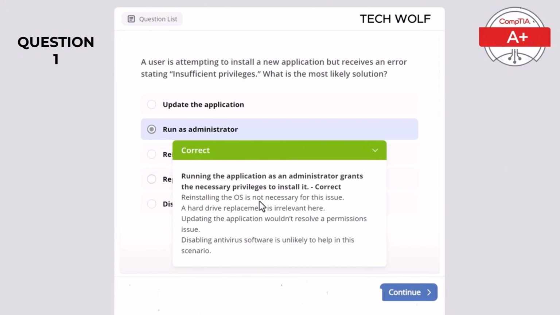As reinstalling the operating system is not necessary for this issue, a hard drive replacement is irrelevant here, and updating the application wouldn't resolve the permissions issue, and disabling antivirus software is unlikely to help in this scenario.